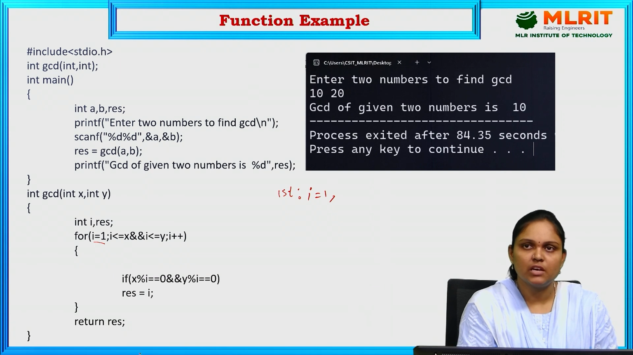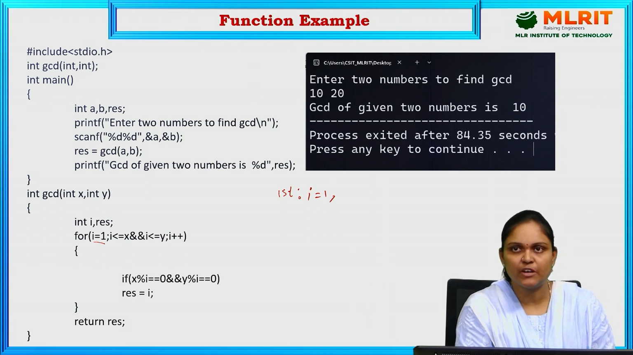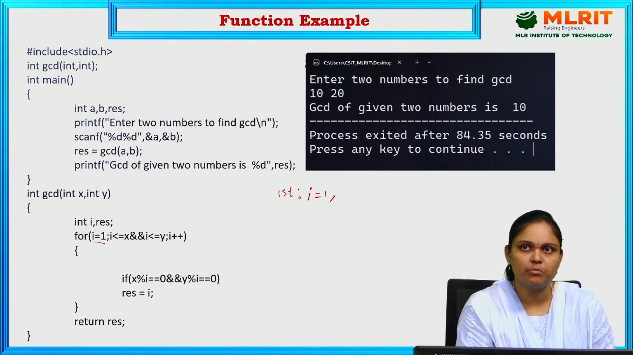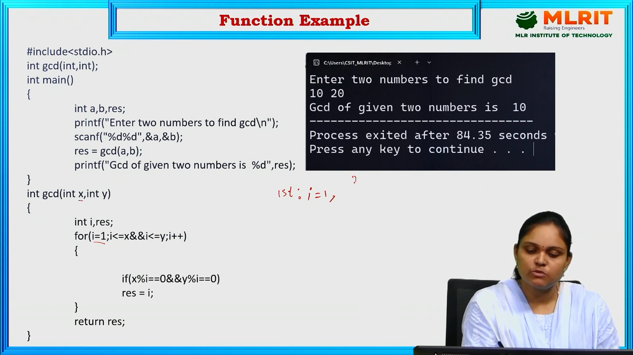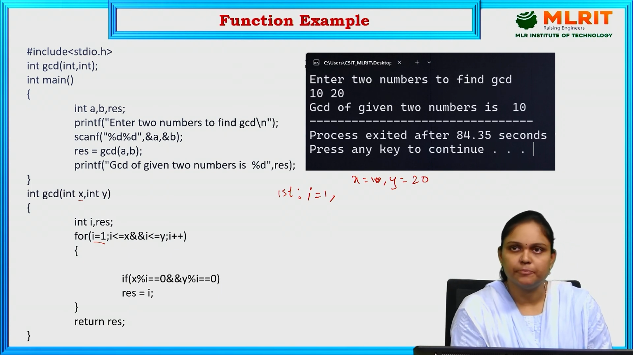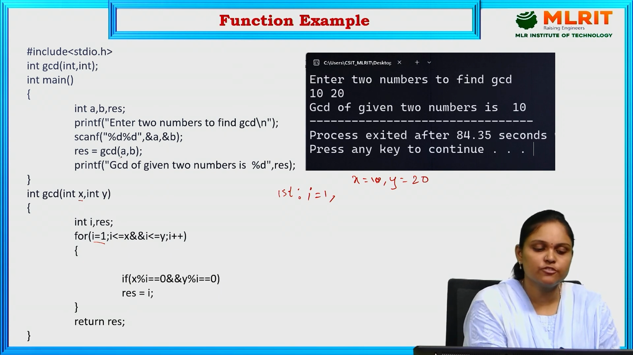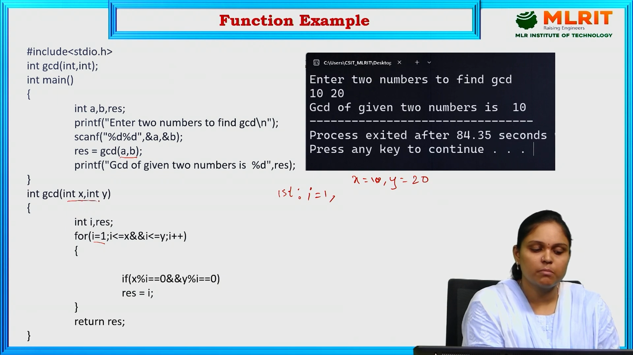So consider we have read the values as 10 and 20. So the A value is 10 and the B value is 20. The A value is copied to x, which means now the x value is equal to 10 and the y value is equal to 20. The B value is copied to y. So these are called actual parameters and these are called formal parameters.